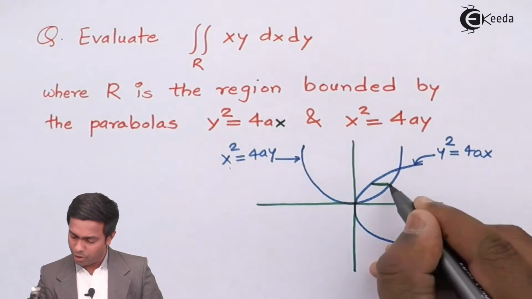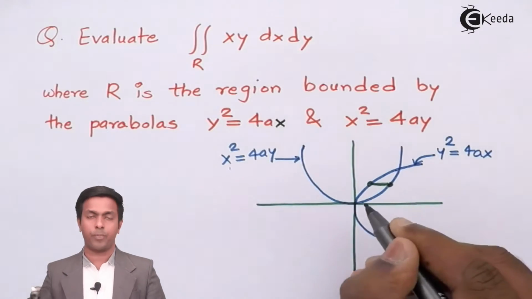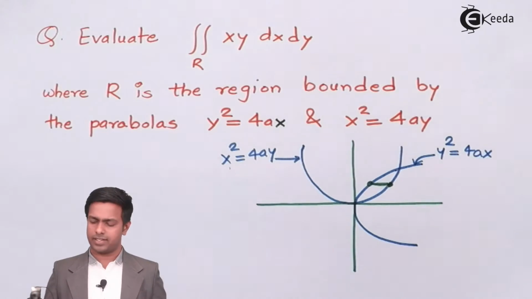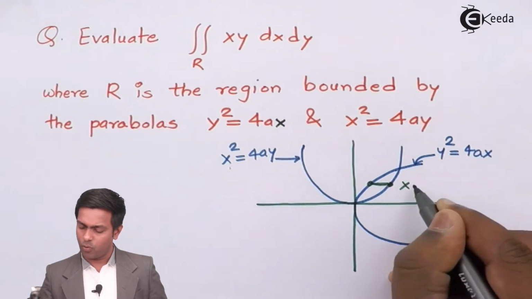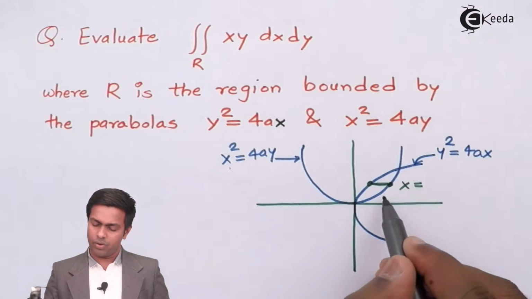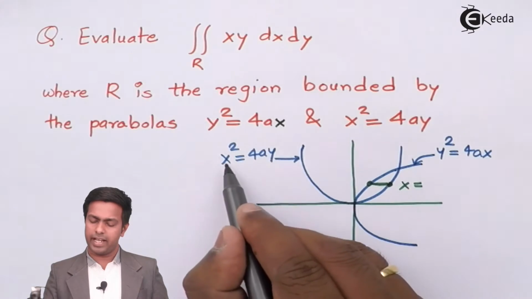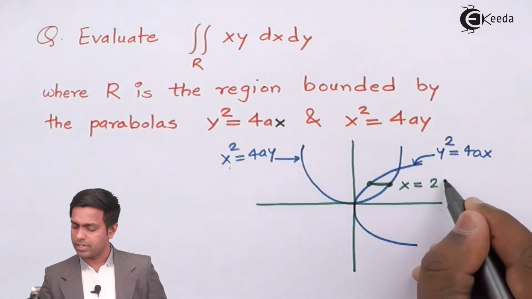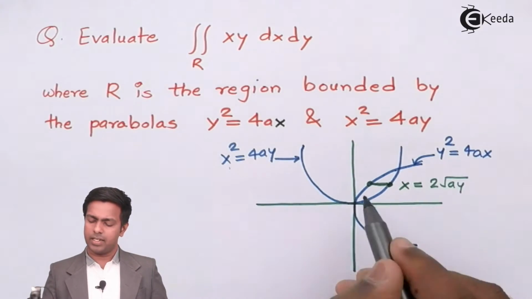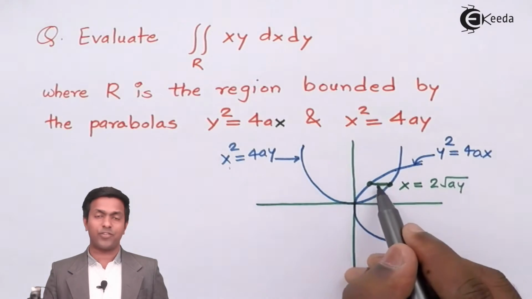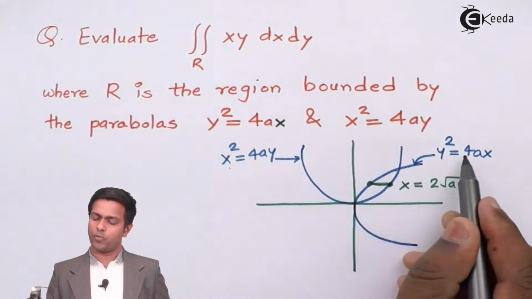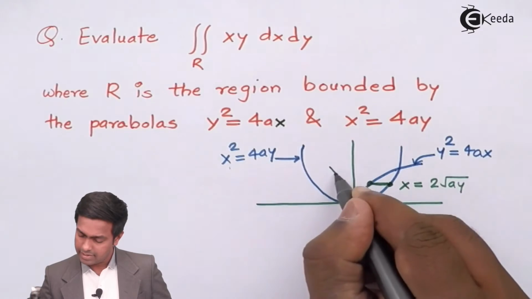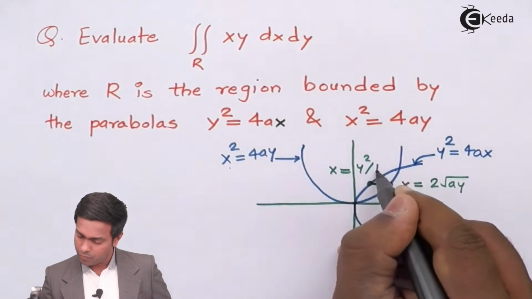So the endpoints here, these are the two endpoints. Since the strip is parallel to the x-axis, we'll find the endpoints in terms of x. So x equal to, let's see what we get. This is a curve which is x square equal to 4ay. So if I find x, x will be the root on both sides, so 2 root of ay, so 2 square root of ay. Similarly, this end of the strip lies on the curve y square equal to 4ax. So from here we'll get x as y square by 4a. So here I'll write x is equal to y square upon 4a.